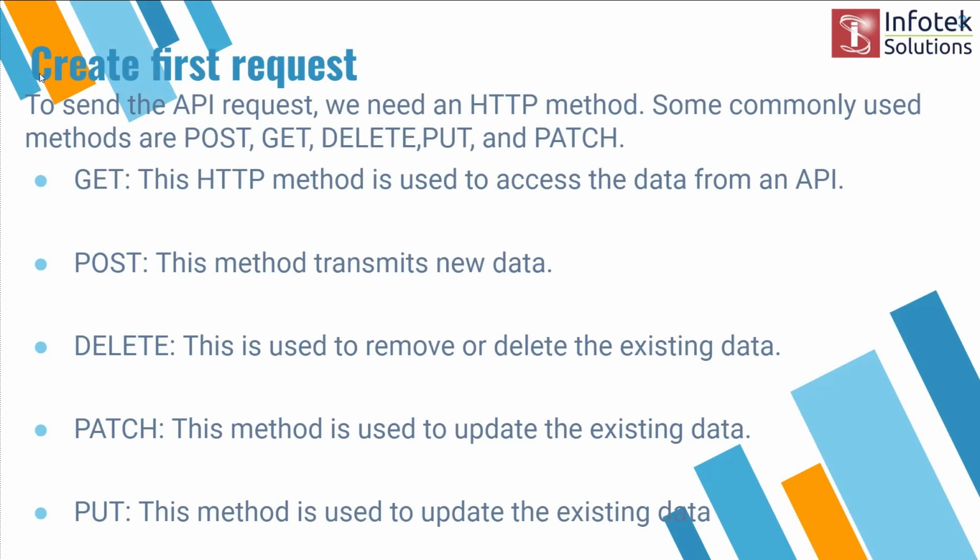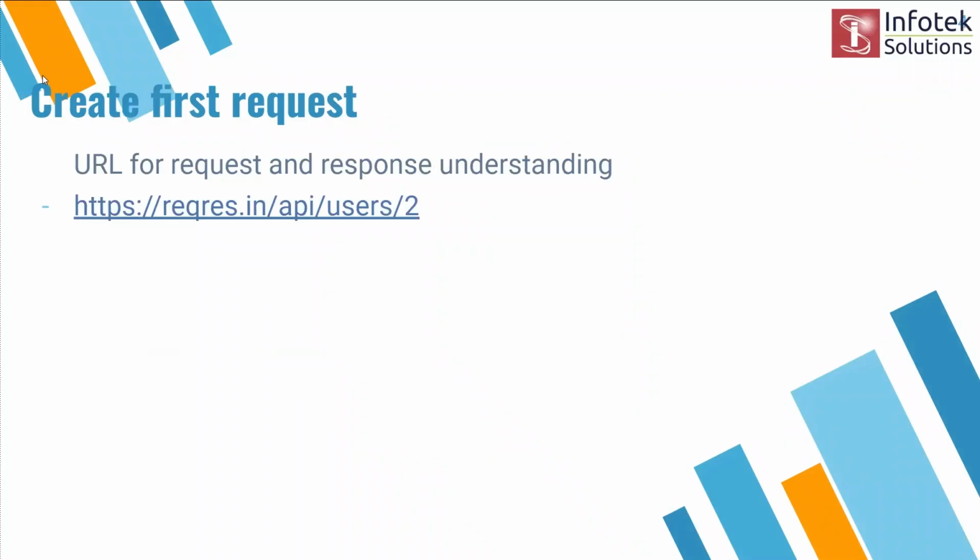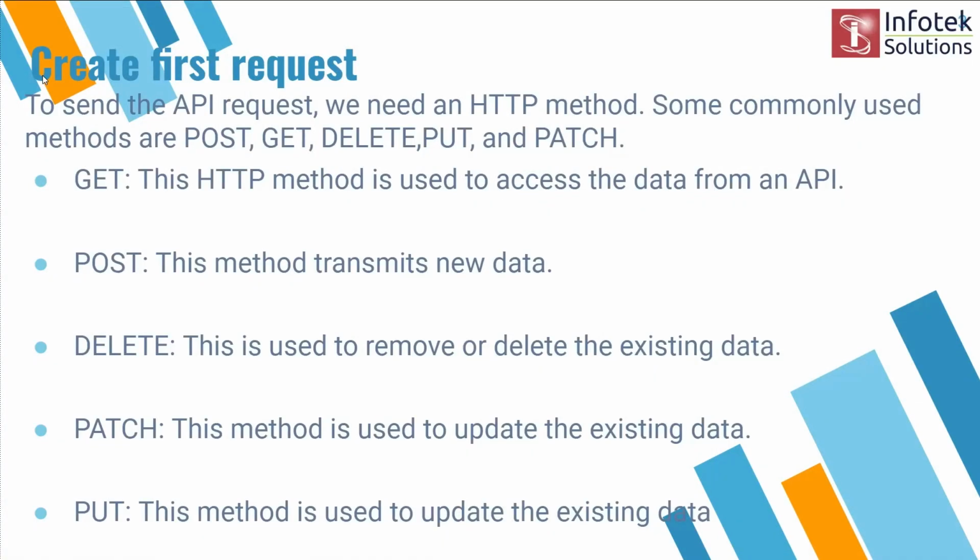Delete, this method is used to remove or delete the existing data. Patch, this method is used to update the existing data. So if you want to update the existing data that's there, and make any changes, you can use this patch command. And the put method is also used for the same thing. This method is used to update the existing data. Now there is a slight difference between both, that we'll see when we do that particular request. So these are a few HTTP methods that we'll use whenever required.